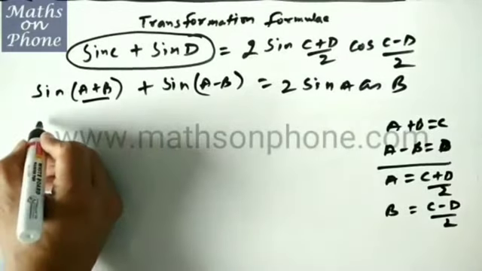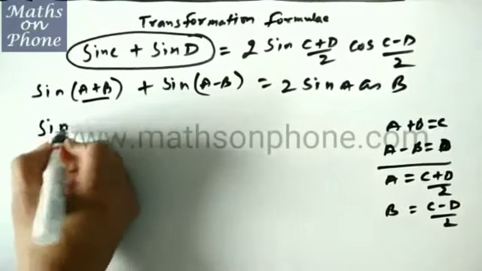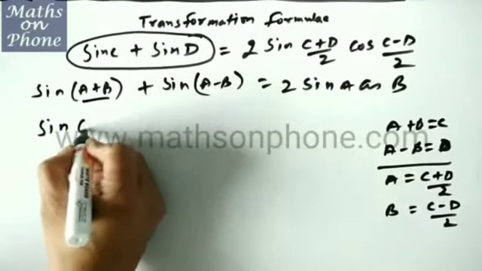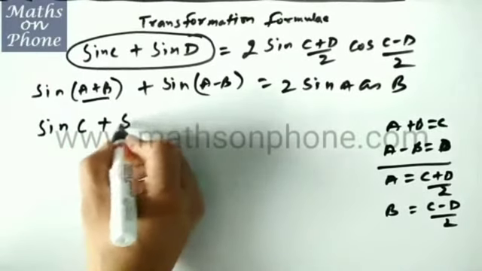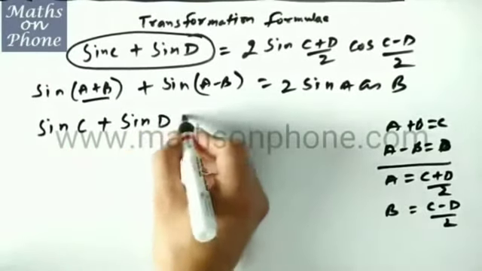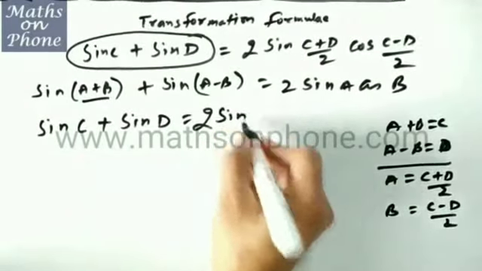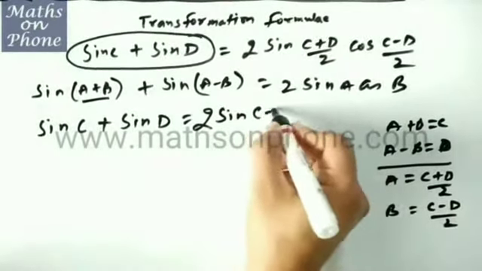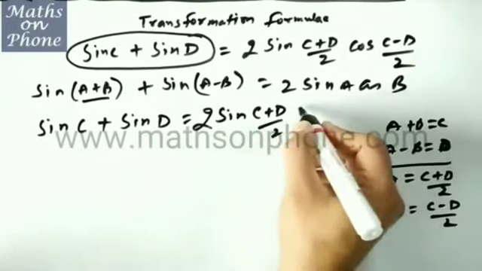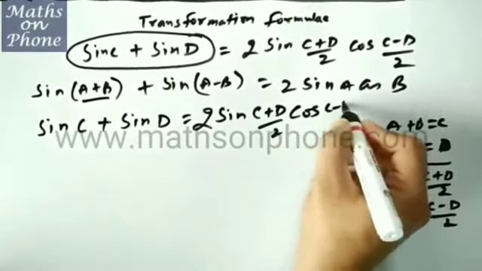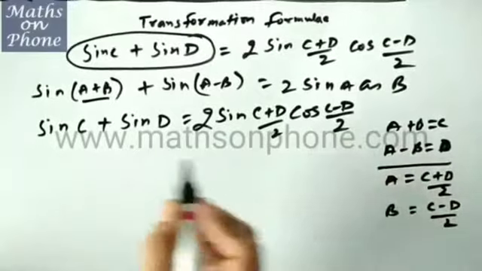Now substituting this value, this is coming out to be sine. For A plus B, I am writing C, and for A minus B, I am writing D, and this is coming out to be 2 into sine A. What we got the value of A? (C plus D) by 2, and B is (C minus D) by 2.